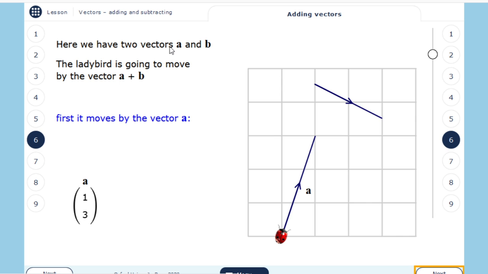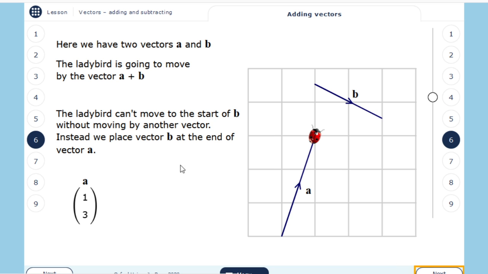Now, here are 2 vectors, A and B. This is A, this is B. The ladybird is going to move by the vector A plus B. First, it moves by the vector A, which is (1, 3). So the ladybird is there. Now, the ladybird can move to the start of B without moving by another vector. So instead, we place the vector B at the end of the vector A. So basically, when I add 2 vectors, I always put the beginning of the second vector at the end of the first vector.